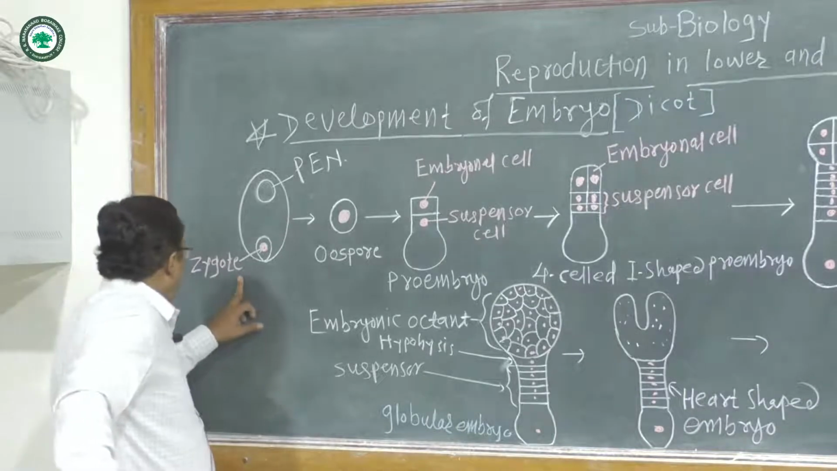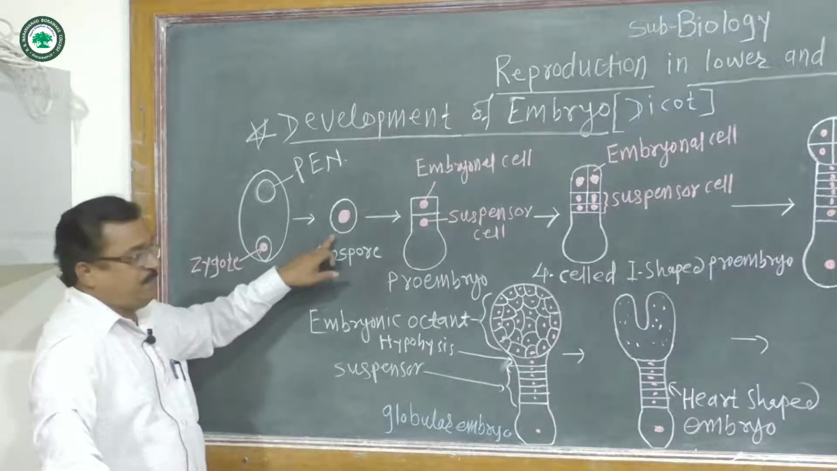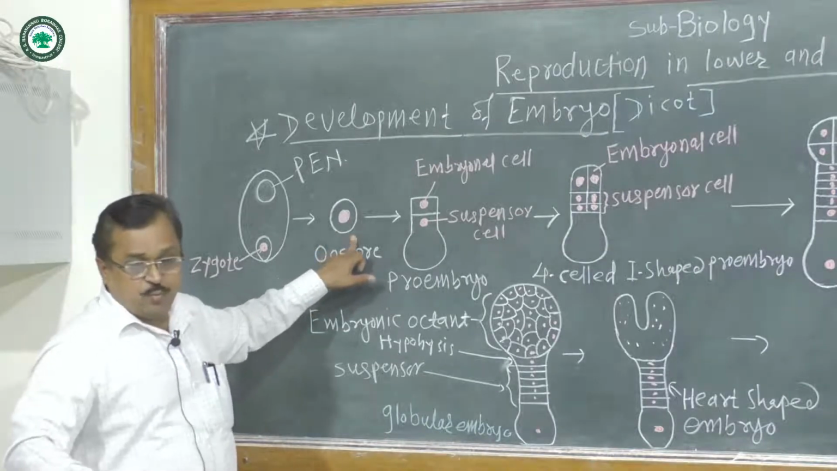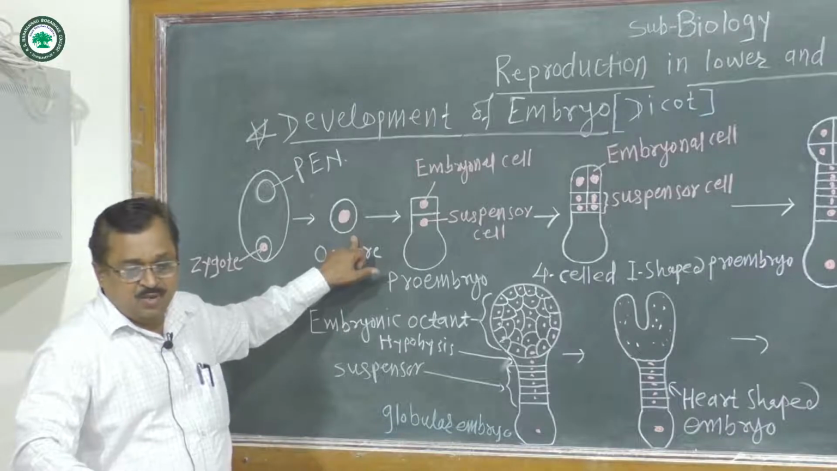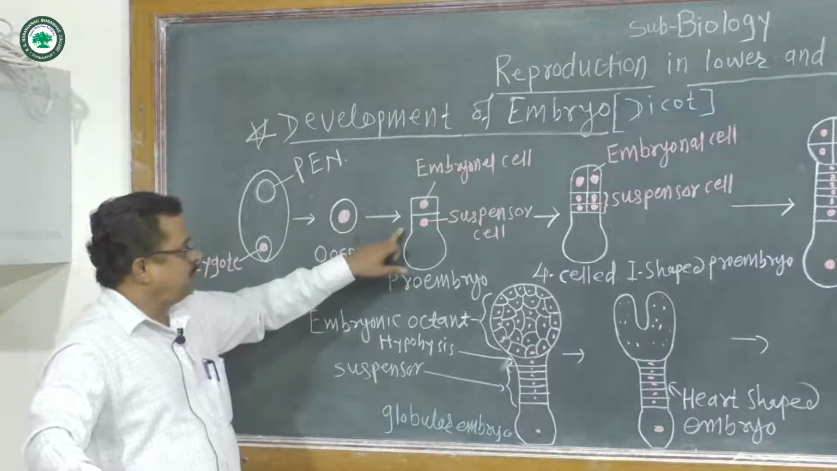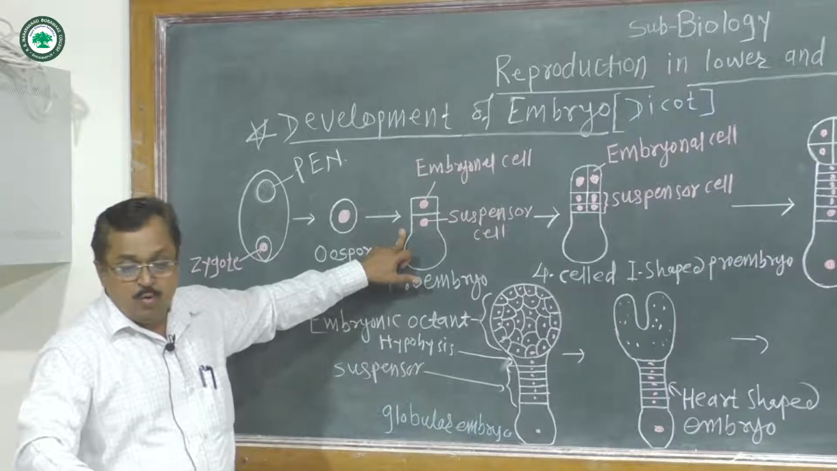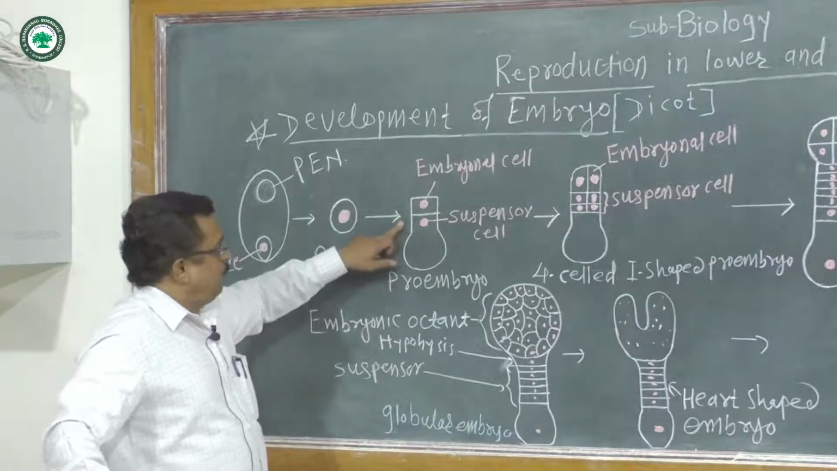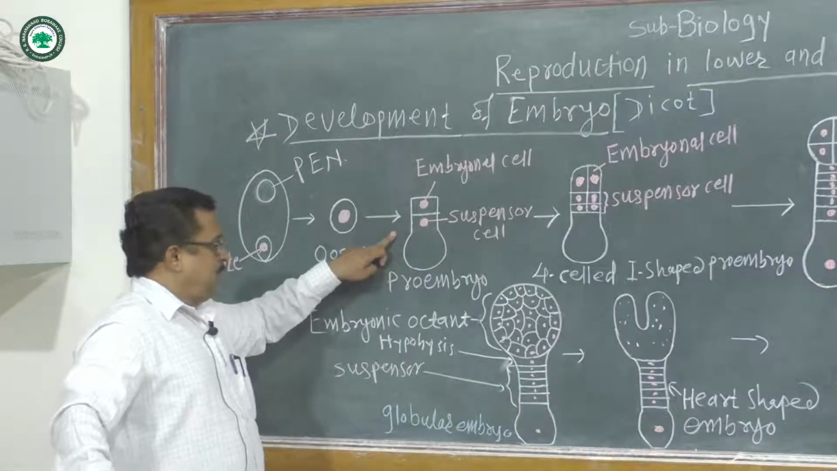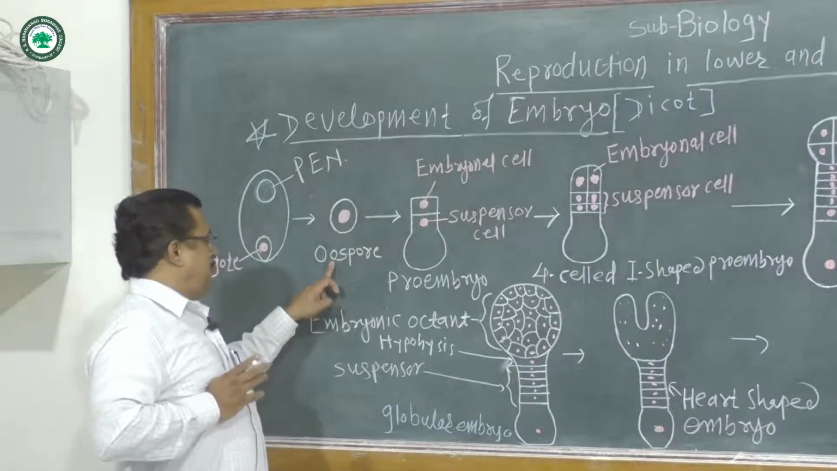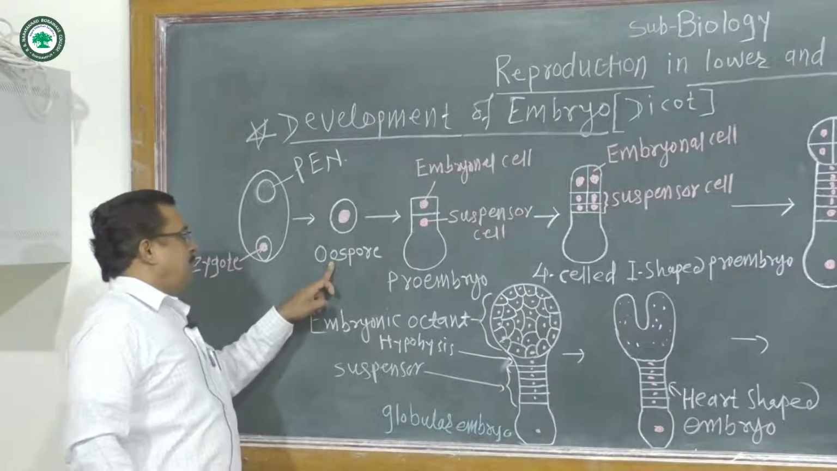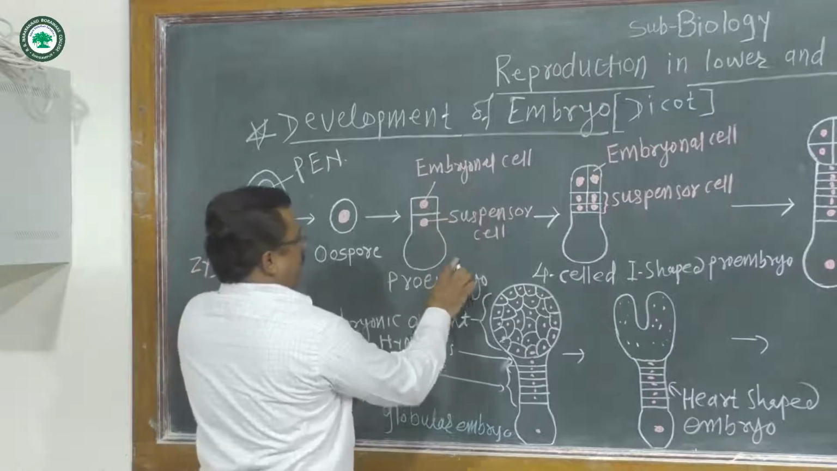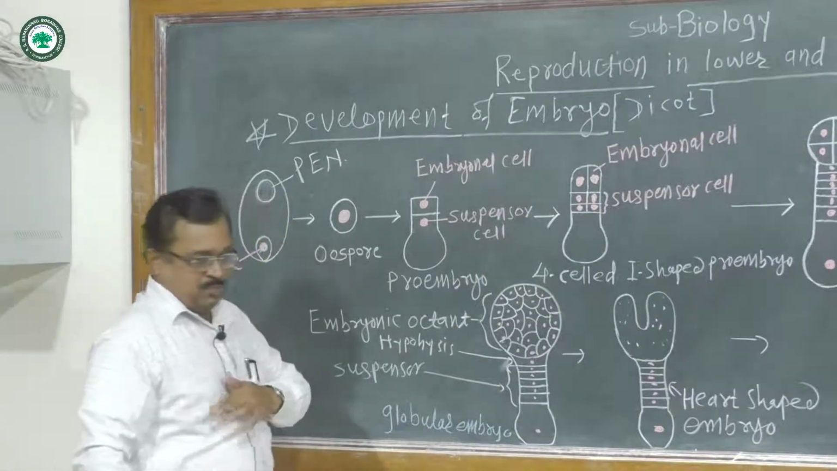Then the zygote secretes a wall around itself to form the oospore. This oospore divides by mitotic division to form the two-celled proembryo.